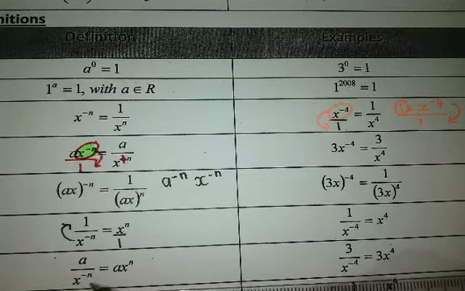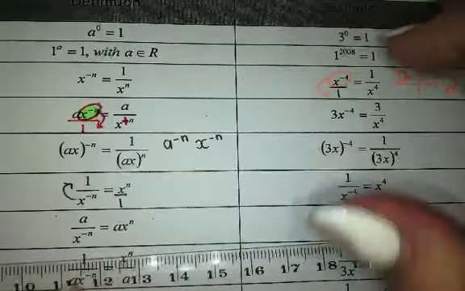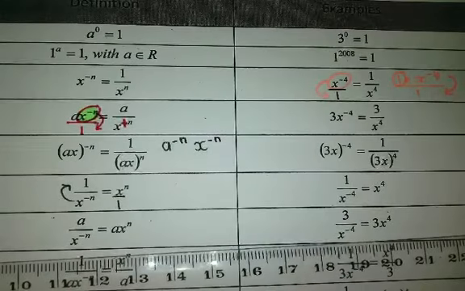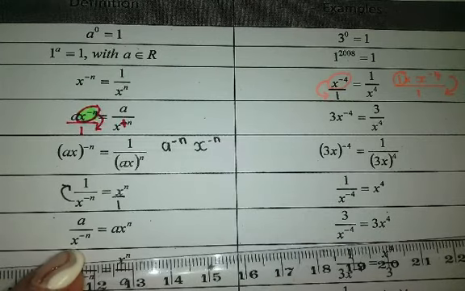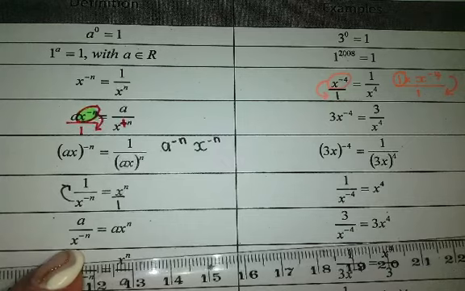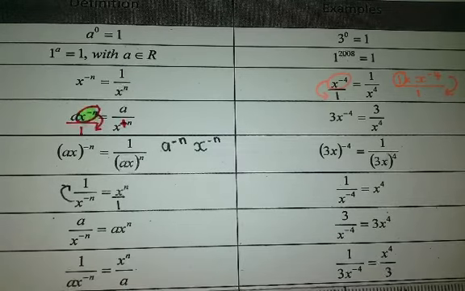Over here, x needs to move up to the top. A stays where it is. It's just the x that joins it at the top. Does x's value change? No, it stays the same. It's only the exponent that changes.